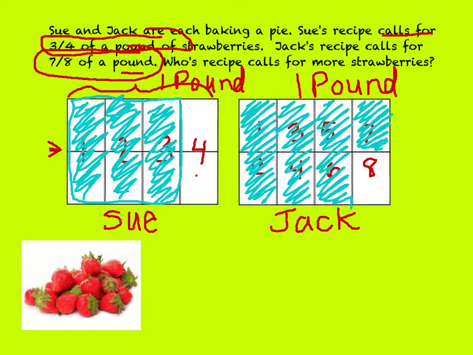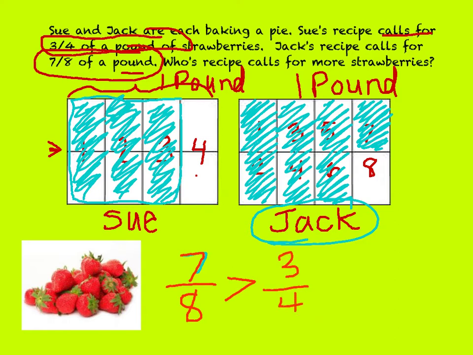Now, which one used more of their pound? Jack. So we're going to say that 7/8 is greater than 3/4. All right, so that's about it. We have 3/4 right here, and we have 7/8 here. And you can tell by looking at the fraction model that Jack has more shaded. So that means Jack has more strawberries in his strawberry pie.